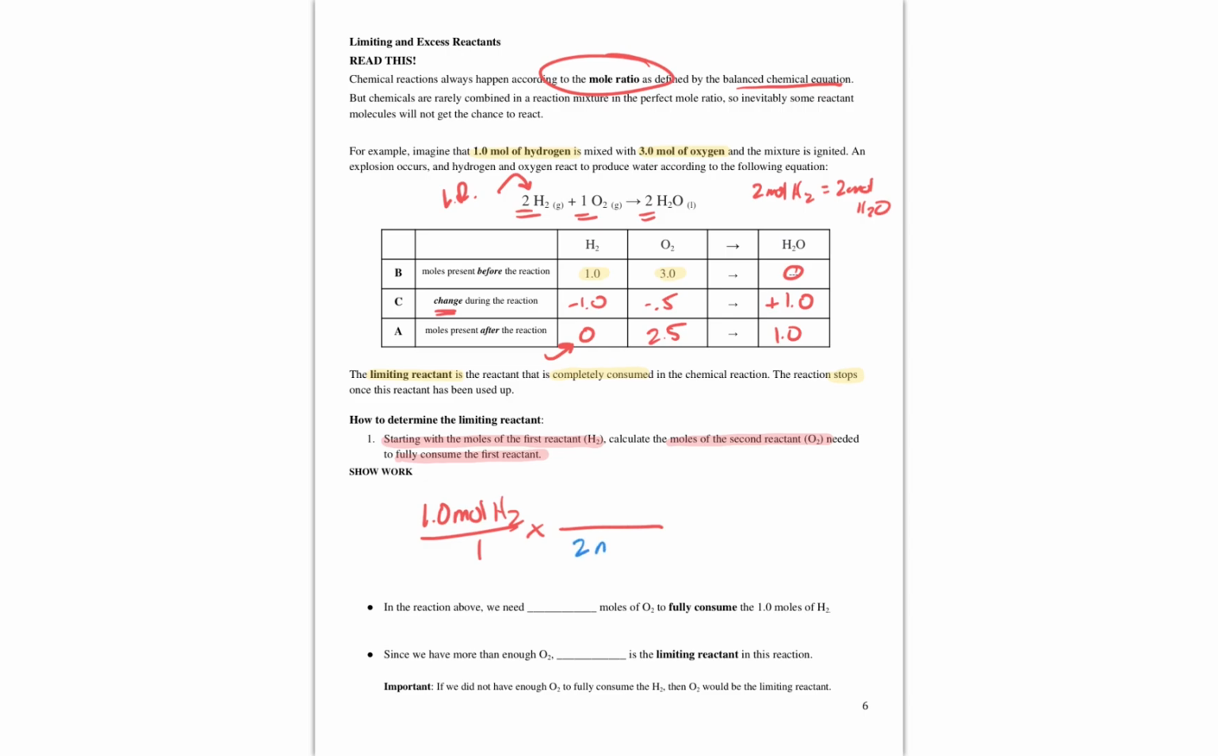And according to the balanced chemical equation, for every 2 moles of hydrogen gas in the reaction, we need 1 mole of oxygen gas. So this means that it would require 0.5 moles of oxygen gas to completely consume the hydrogen. Since we have more than enough O2 with our 3.0 moles present at the start, that means that hydrogen gas is our limiting reactant. If we did not have enough O2 to consume the H2, then oxygen would be our limiting reactant.